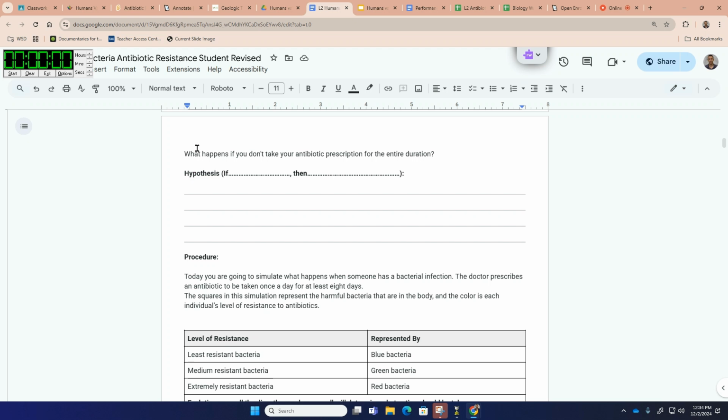So then we have a hypothesis, right? So it says here, if you don't take your antibiotic prescription for the entire duration, so that's how you will start your hypothesis, then, well, make your prediction. What do you think will happen?